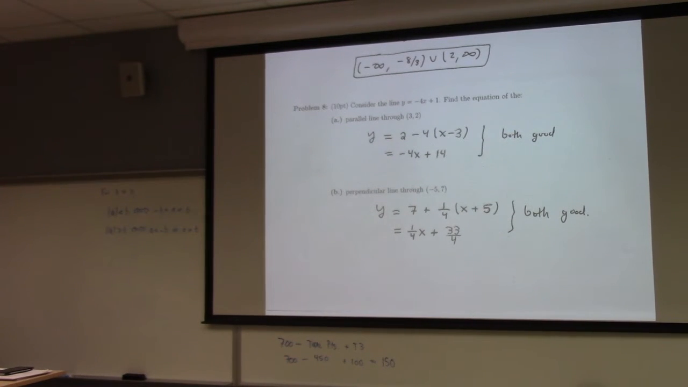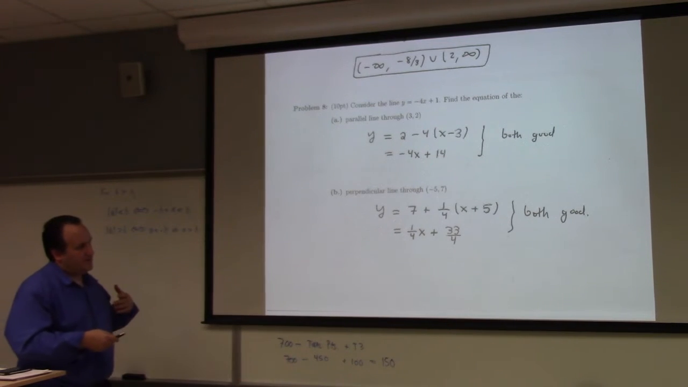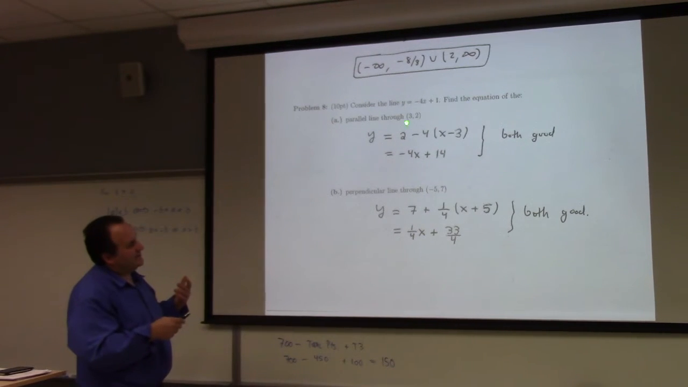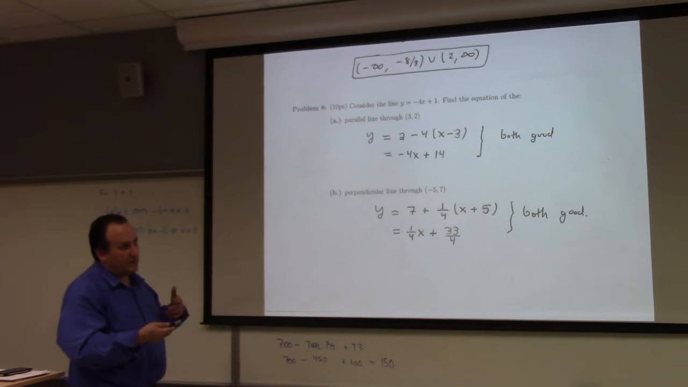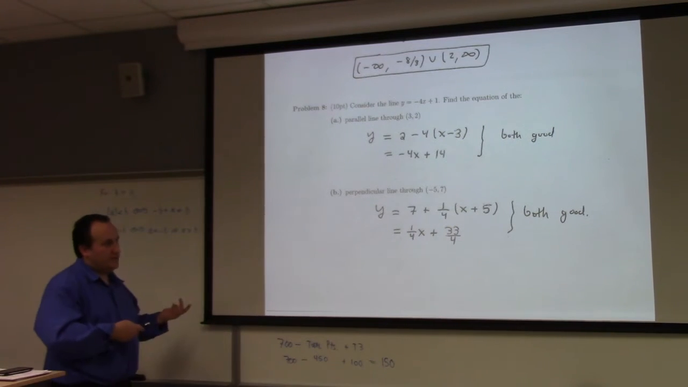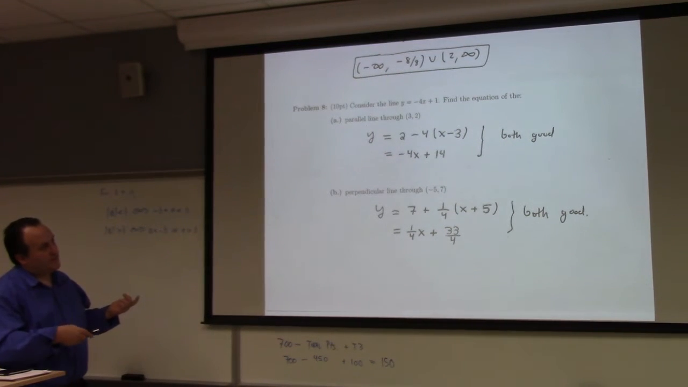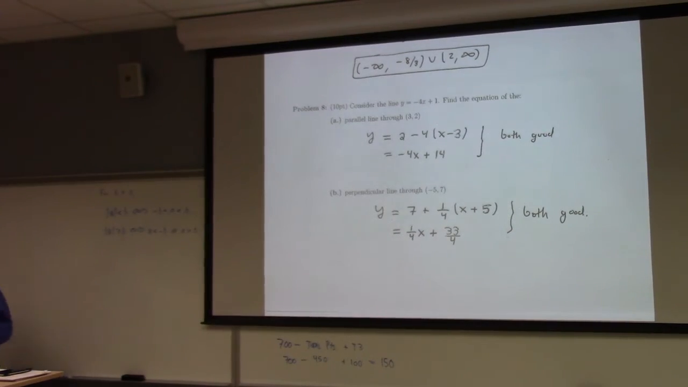Oh, I always forget about this, but parallel line has what? Same slope. Perpendicular line has what? Negative reciprocal slope. That's basically it. So I have slope -4, so the parallel line has slope -4. The perpendicular line has -1 over -4, which is 1/4. And I'm using the so-called point slope formula for the line in both of these. But let's see here. Let's move on to test 2.